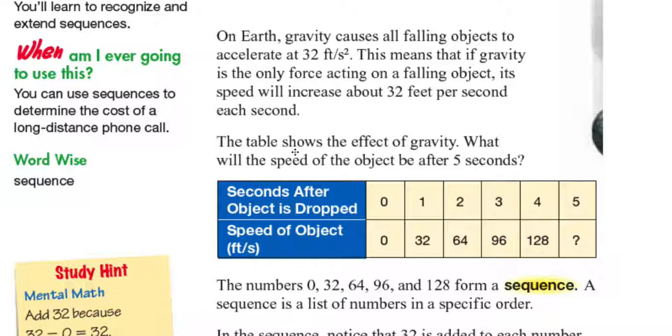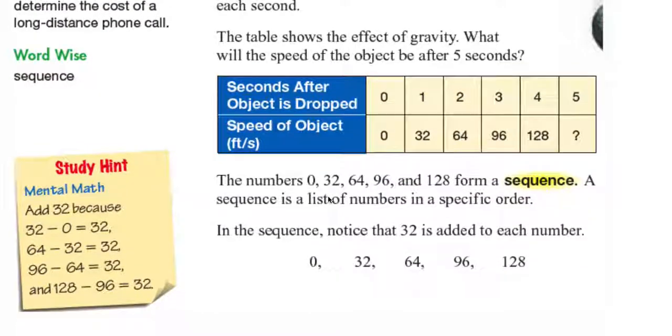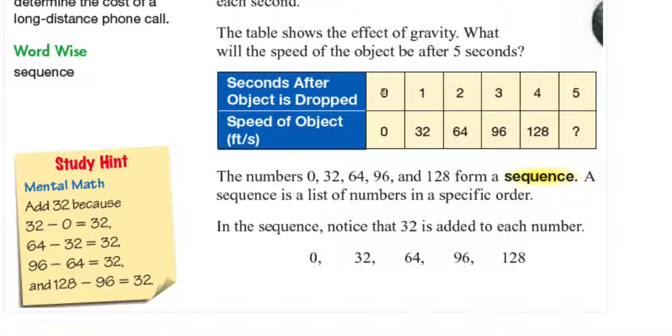So the table shows the effect of gravity. What will the speed of an object be after 5 seconds? In 0 seconds, obviously the speed would be 0. In 1 second, the speed will be 32 feet per second. In 2 seconds, it will be 64 feet per second. 3 seconds, 96 feet per second. 4 seconds will be 128 feet per second.